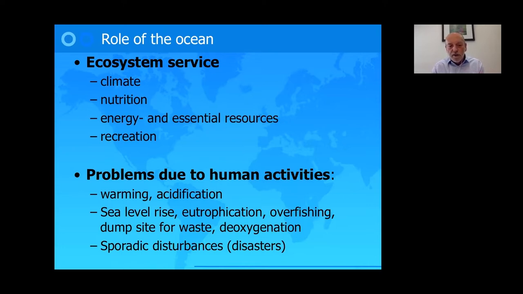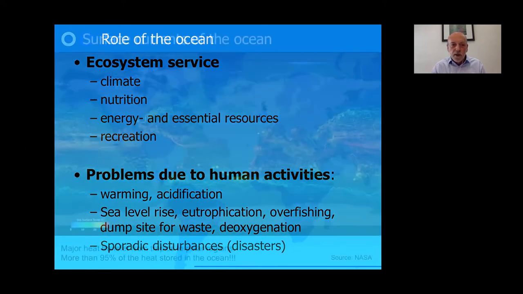Human activities also lead, of course, to overfishing. The ocean is also used as a dumping site. And this warming of the ocean also leads to deoxygenation. So the ocean is losing oxygen, and oxygen is, of course, required for most of the life we have in the ocean. They need oxygen for respiration. And then there are some more sporadic disturbances, what we typically call disasters, like, for example, oil slicks and oil spills.